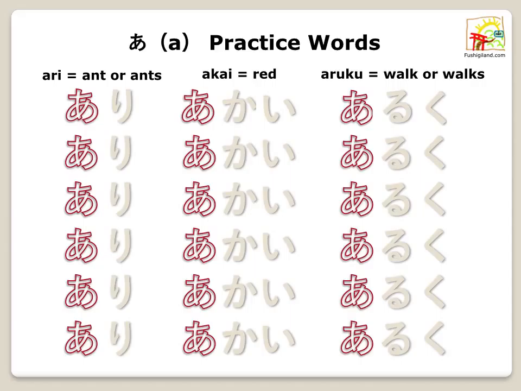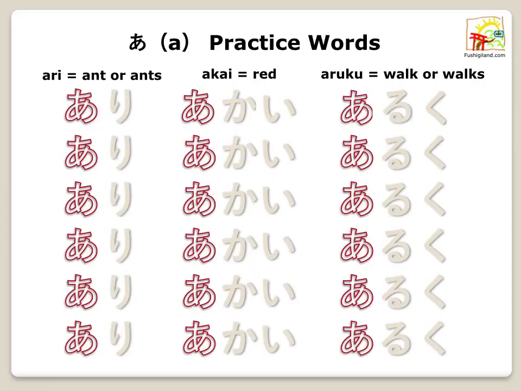Okay, now let's look at the words. First is the word for ant. Ari. Ari, ari. In Japanese, ari can mean one ant, can mean two ants, or it can mean a bunch of ants. Ari.